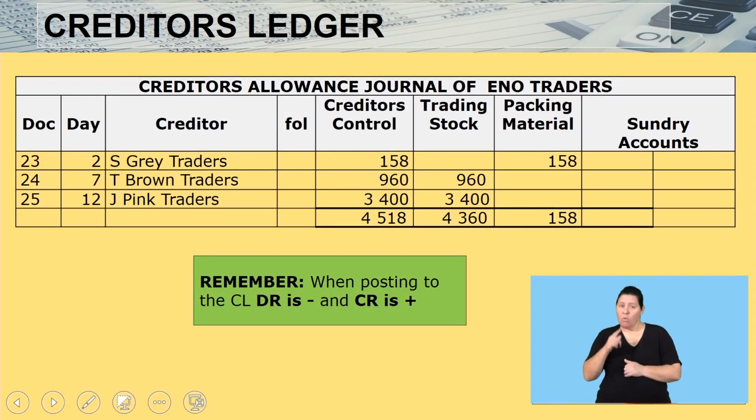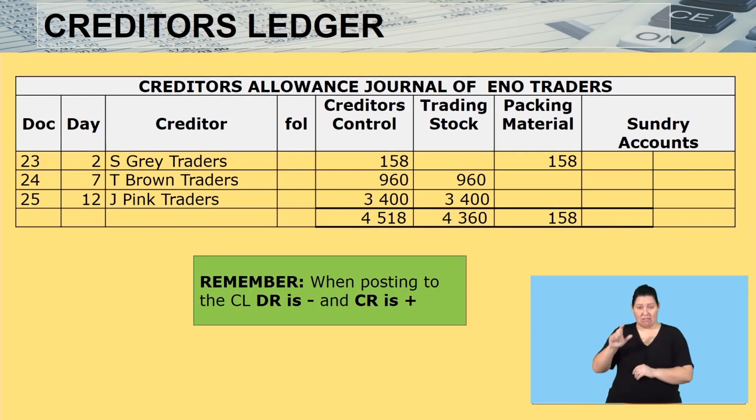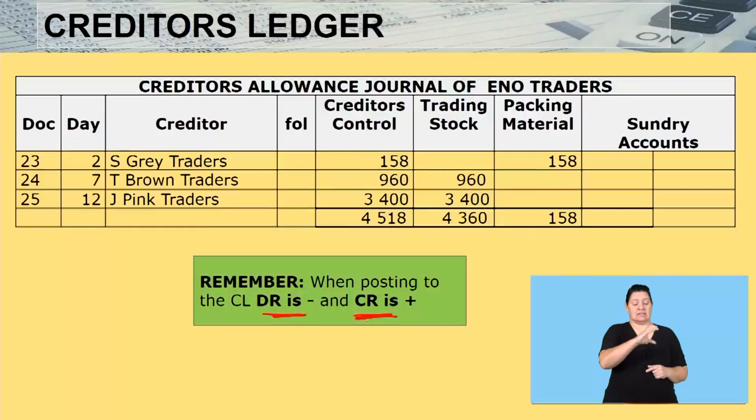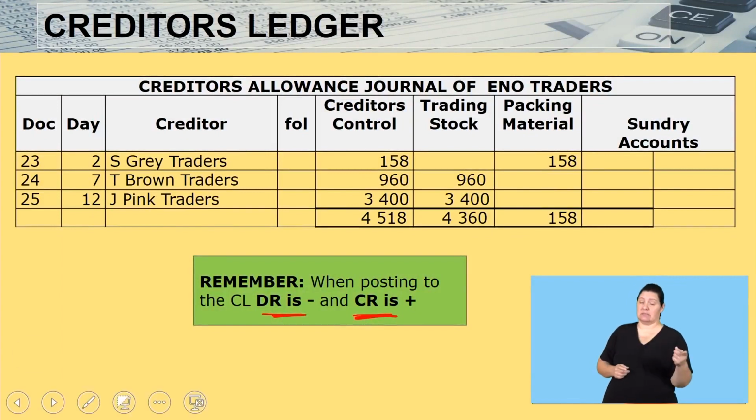When you do that, it is important for you to remember that when you post into the creditors ledger, the debit is a minus. In other words, when you post into the debit, those amounts will be subtracted. But when you post to the credit, then those amounts will be added. So when we are posting from the CAJ, we will be posting to the debit side.